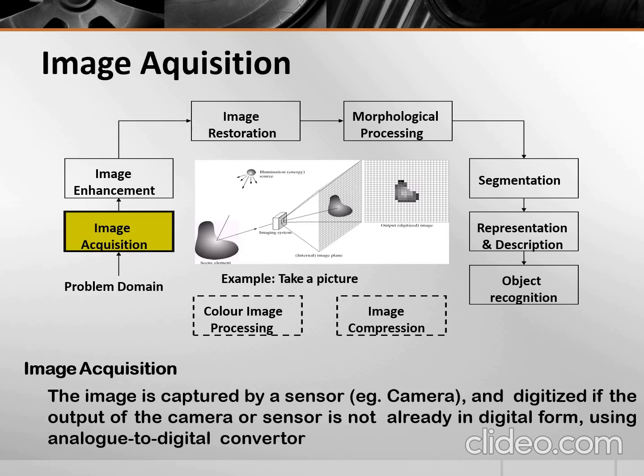The term image acquisition refers to the process of capturing real-world images and storing them in a computer. Conventional photographs in the form of negatives, transparencies, or prints can be scanned using a variety of scanning devices. If the image captured by a sensor or the output of the camera is not already in digital form, it is digitized using analog to digital conversion.